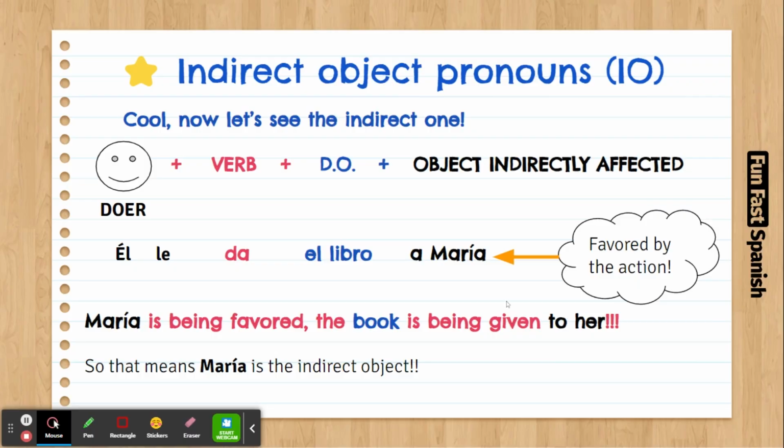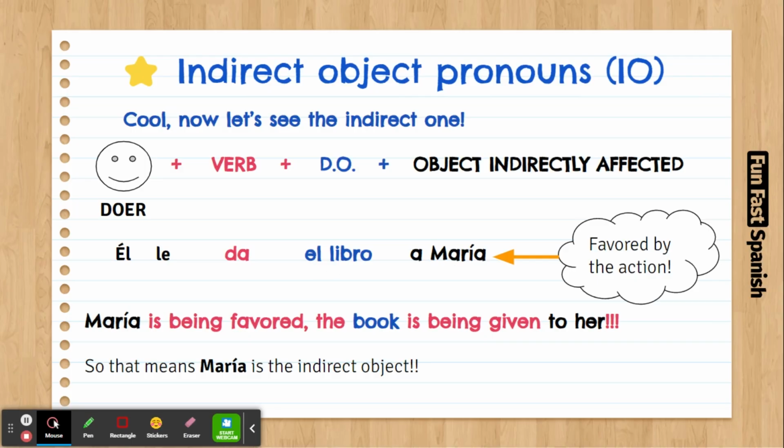So the indirect is this person. Remember, I was talking about the one kind of favored by this action. Let's have a look at this example here. Él le da el libro. We're going to come to this le soon, don't worry. So he gives the book to Maria. He gives Maria the book.